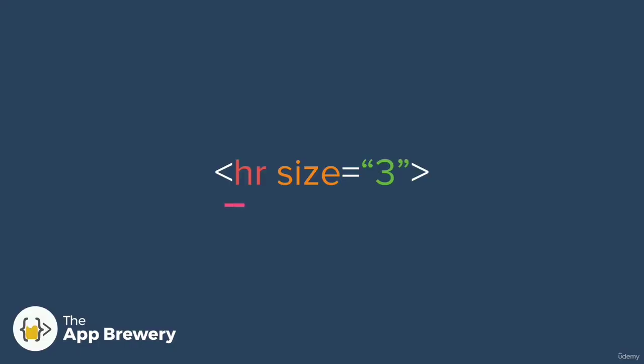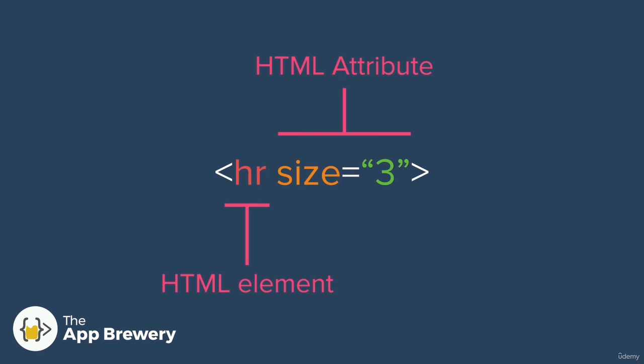Now, we know that the first part of the tag is the HTML element, and it's BR or HR, whatever it is that you want to use. Now, the second part inside the angle bracket or inside our tag is new. And this is called an HTML attribute. And it basically gives more information to the browser to specify modifications to that HTML element. So in this case, we're saying that we want a horizontal rule, but we want it in size 3.